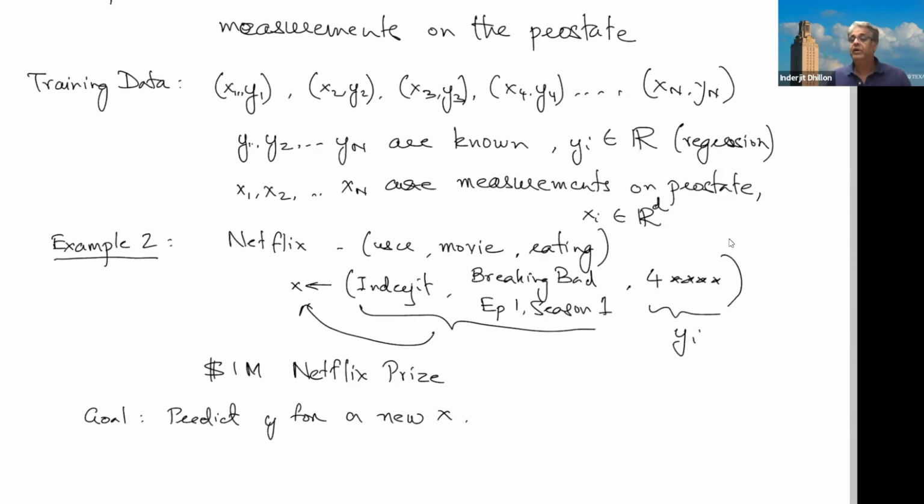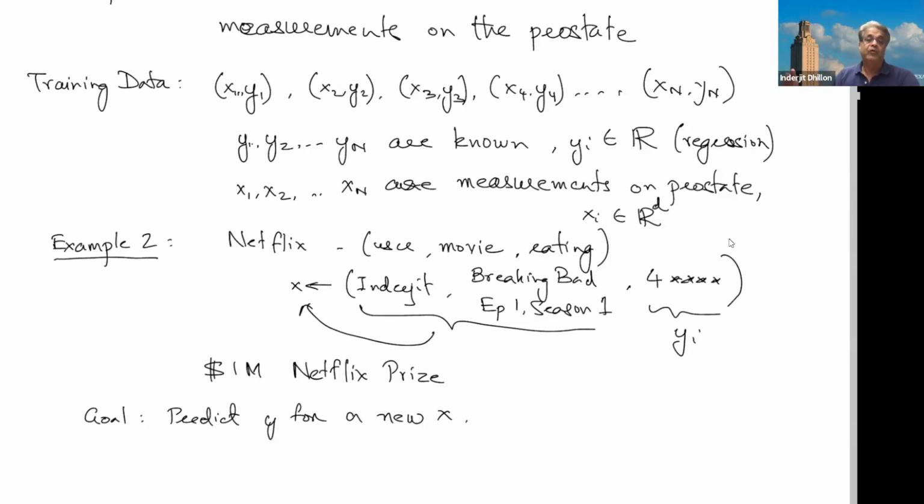Okay, so in particular, in the first case, you will be given a new d-dimensional vector, and then you need to predict the level of PSA. In example 2, you will be given a user-movie pair through its features.